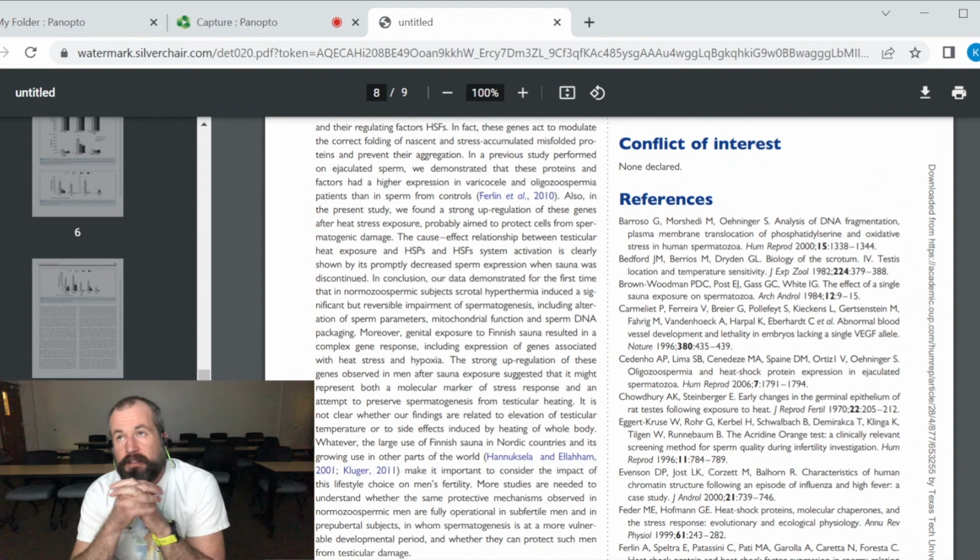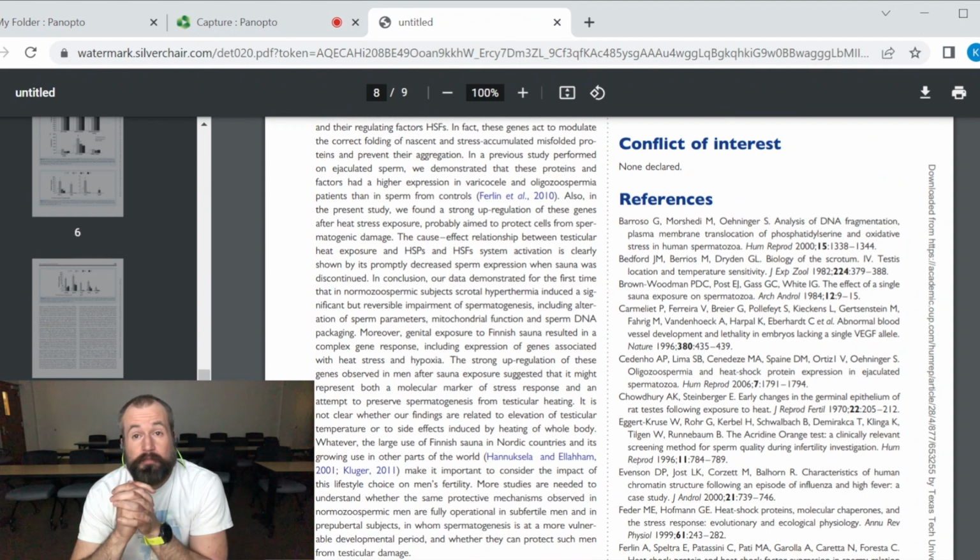So it says in the concluding paragraph, it is not clear whether our findings are related to elevation of testicular temperature or to side effects induced by heating of the whole body. Whatever the case, the widespread use of Finnish sauna in Nordic countries and its growing use in other parts of the world make it important to consider the impact of this lifestyle choice on men's fertility.